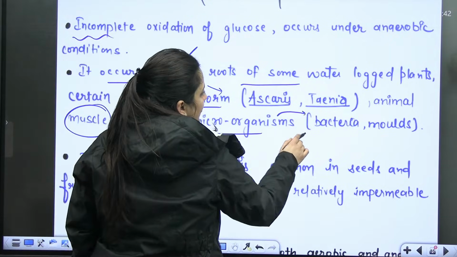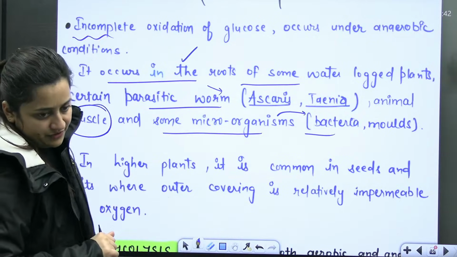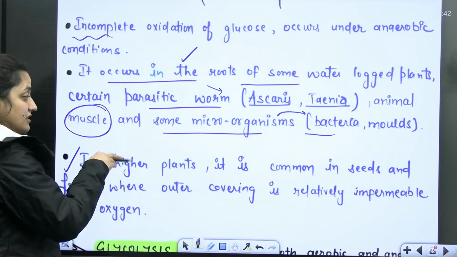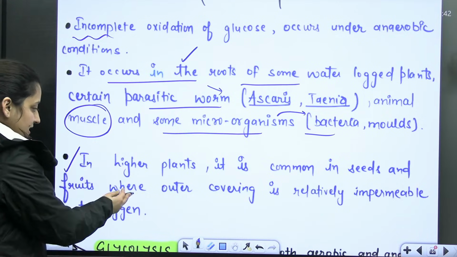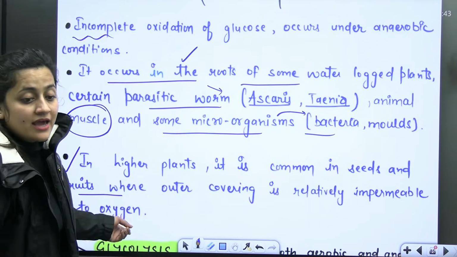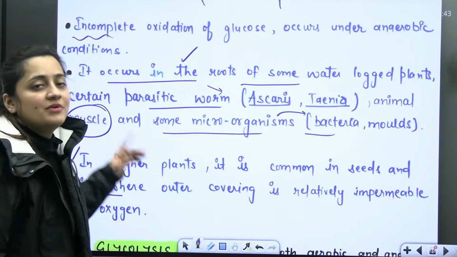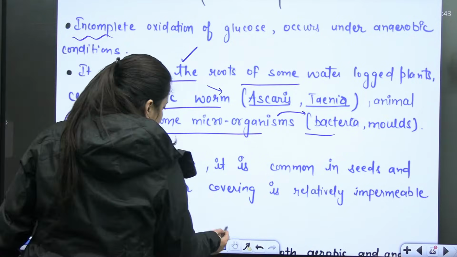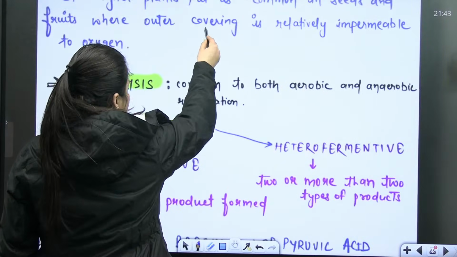And there are some microorganisms as well that show this fermentation. In higher plants, this fermentation is also common in seeds as well as in fruits, where the outer coverings are impermeable to oxygen. There also you will see this thing. So now, glycolysis, common step.